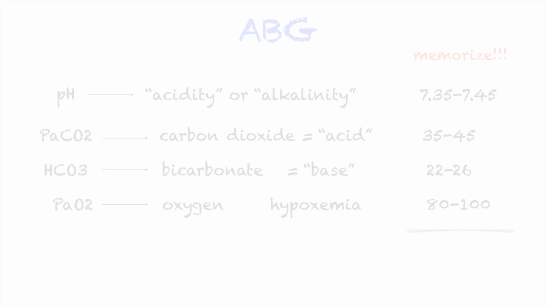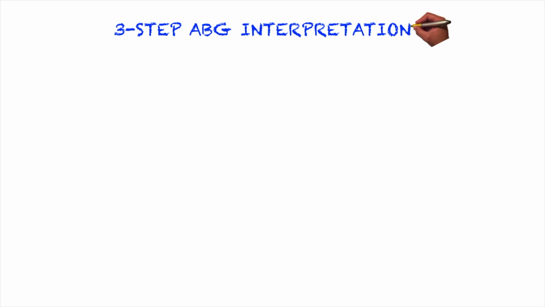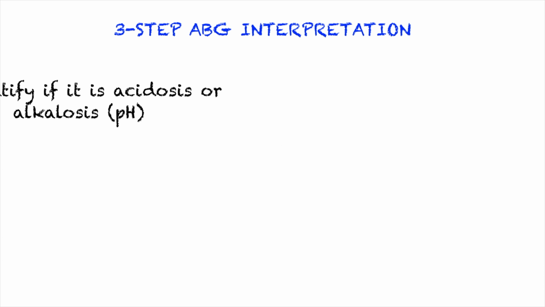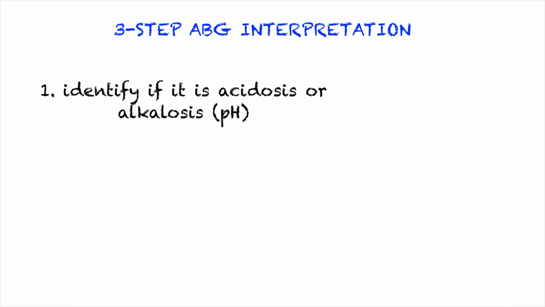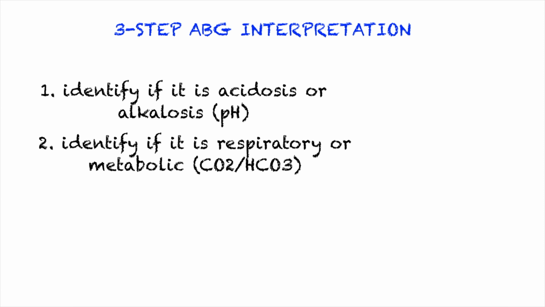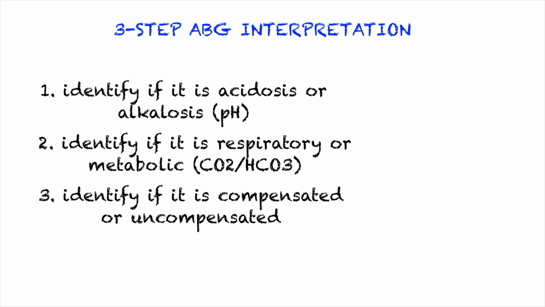Now, let us talk about the actual 3-step ABG interpretation. And these are: identify if it is acidosis or alkalosis by looking at your pH. Identify if it is respiratory or metabolic by looking at your carbon dioxide and bicarbonate. And number 3 would be identify if it is compensated or uncompensated.